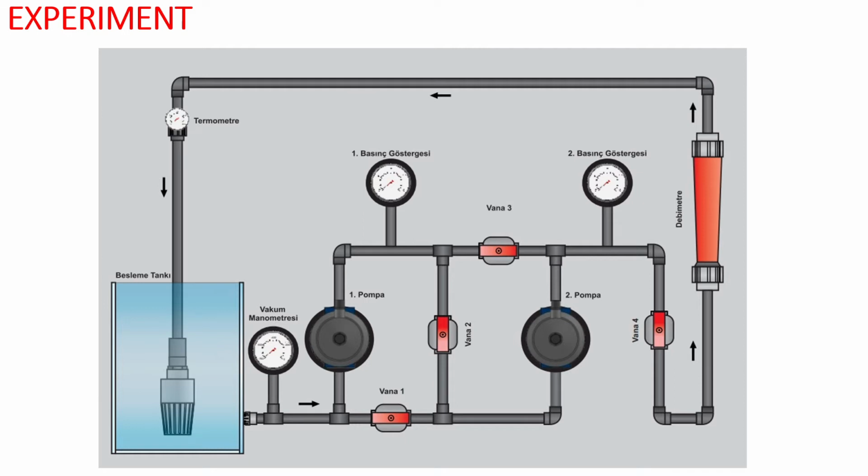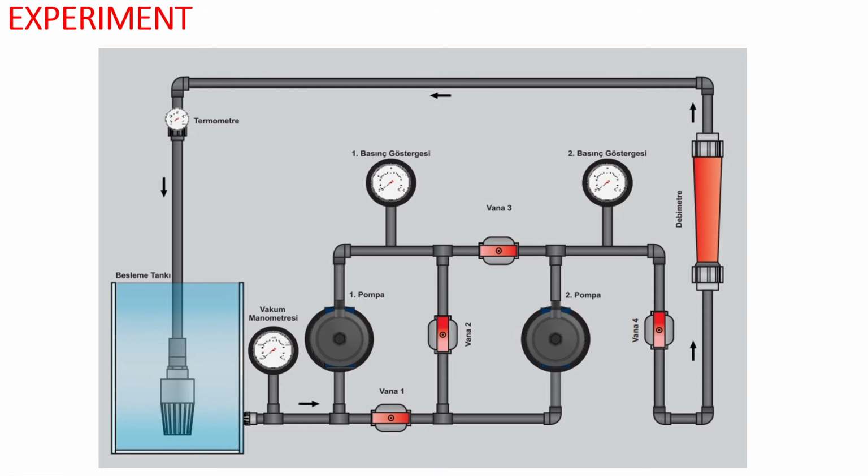For single pump setup, valve 3 and valve 4 should be opened because the first pump is started. Valve 1 and valve 2 should be closed. For serial pump setup, valve 2 and valve 4 should be open. The flow follows this line in serial pumps. First and third valve must be closed.